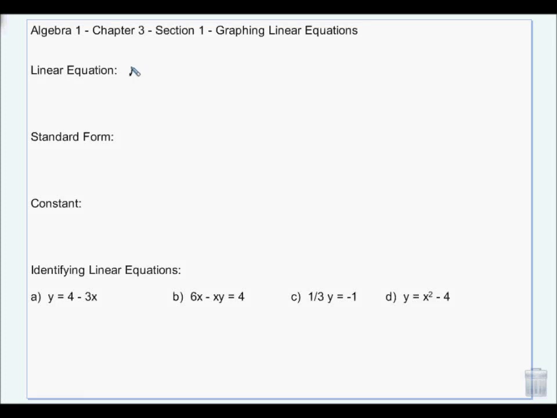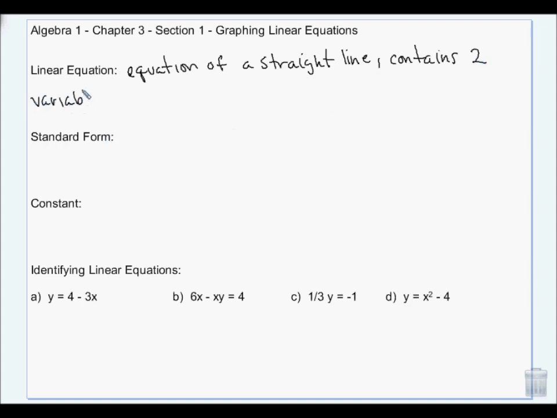A linear equation is an equation of a straight line. It contains two variables, and those are usually x and y.